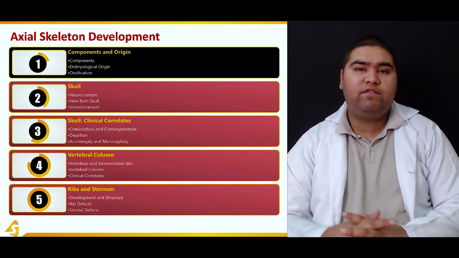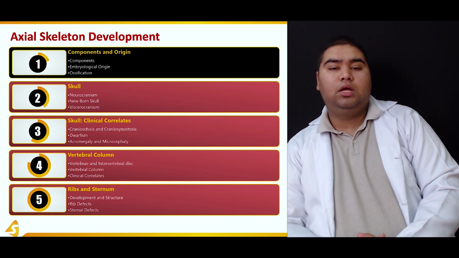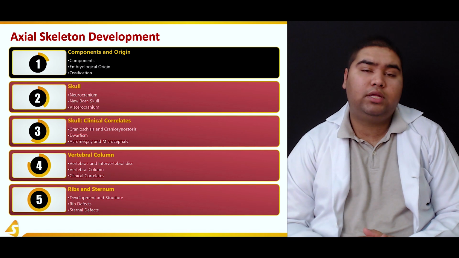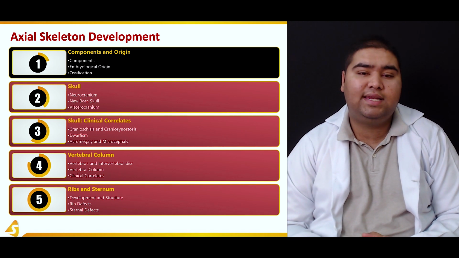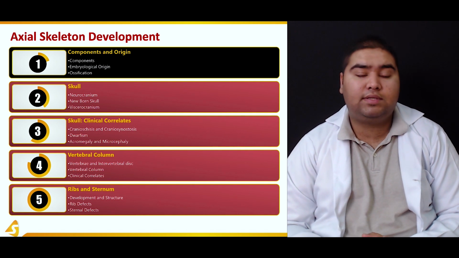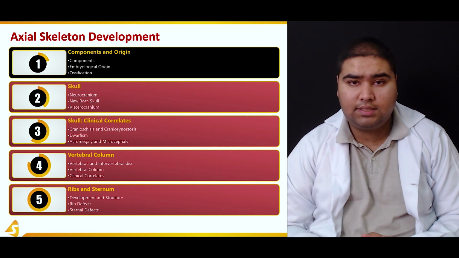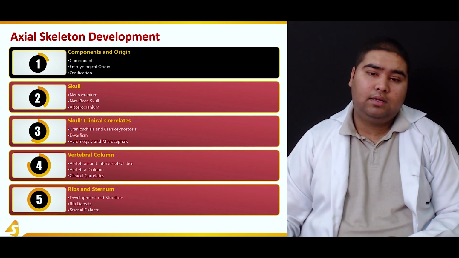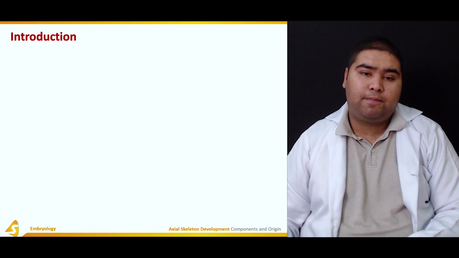So, a brief introduction about this section. We'll talk about the various components of the axial skeleton, how the embryological development of the axial skeleton takes place, and the process of ossification, the types and cells involved in the process, and how the process of ossification actually occurs. Now let's get into it.